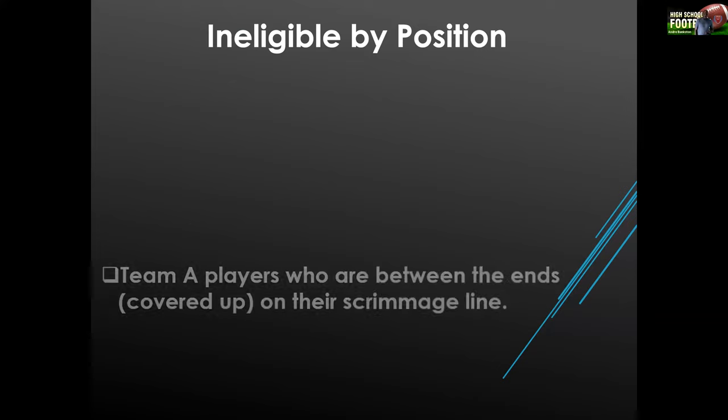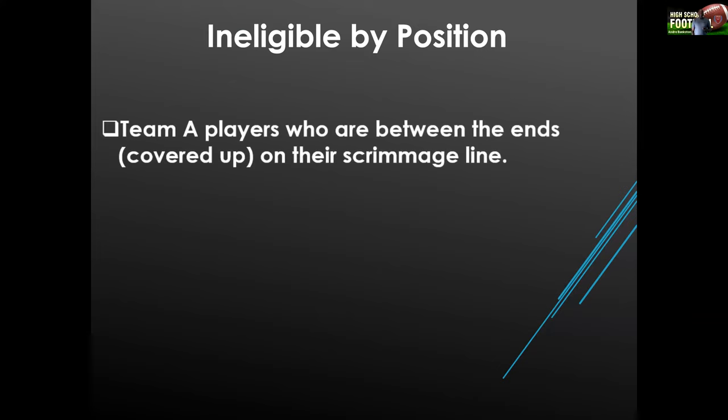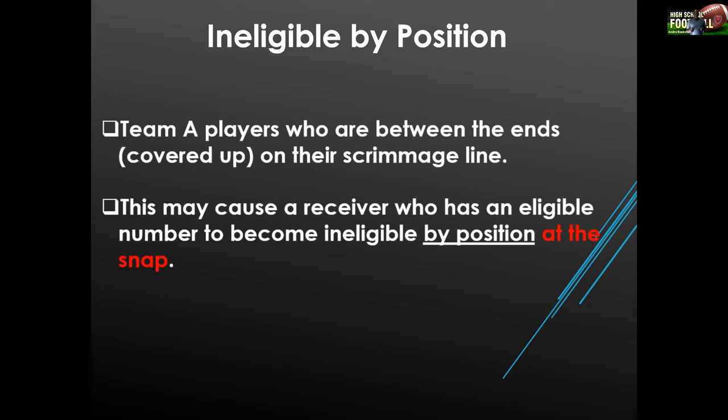Ineligible by position. A Team A player who is between the ends, which we call covered up, on their line of scrimmage, is ineligible no matter what number they're wearing. If they're covered up on the line, they're ineligible receivers. All right, this may cause a receiver who has an eligible number to become ineligible by position at the snap. So, key words there, at the snap, right? Like we talked about last week about shifting, I may be covered up, but then if we do a shift and I'm not covered no more, then it's fine.